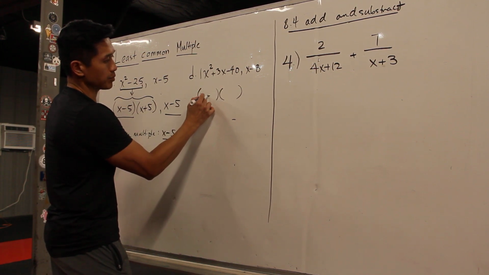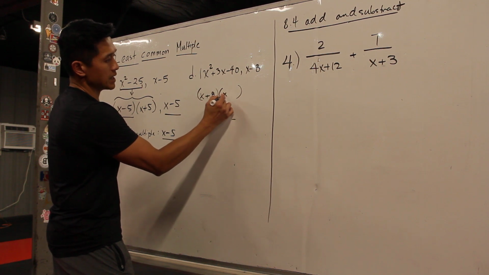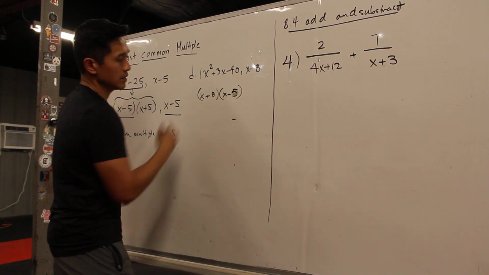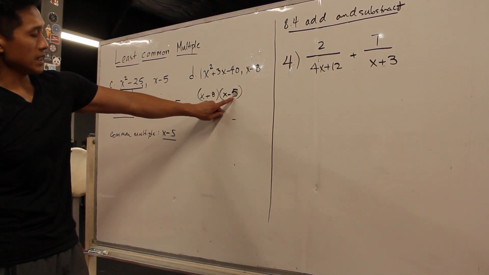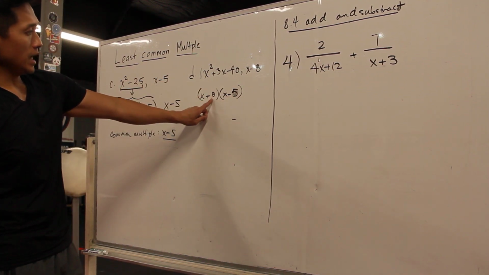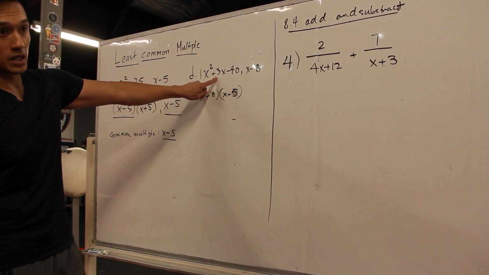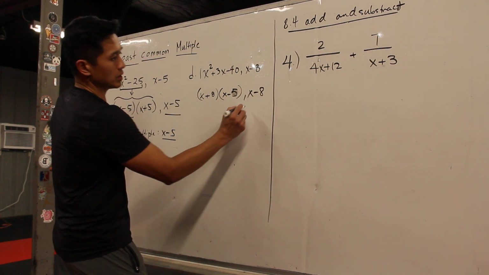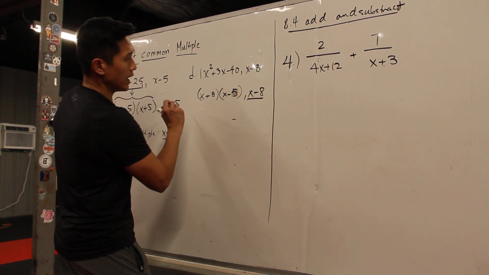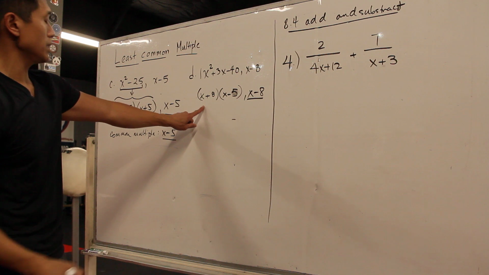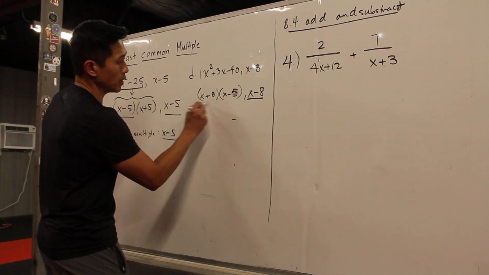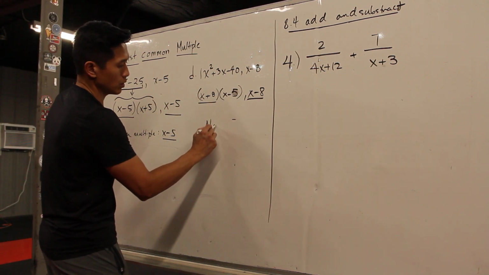So I'm going to have it as x plus 8 times x minus 5. Okay? So 8 times negative 5 gives me negative 40. 8 minus 5 gives me the 3x over here in the middle. So, what is my common multiple? X minus 8, and I don't have it over here. So, this turns out to be quite a different problem. I do not have a common multiple in this situation, so no common multiple.